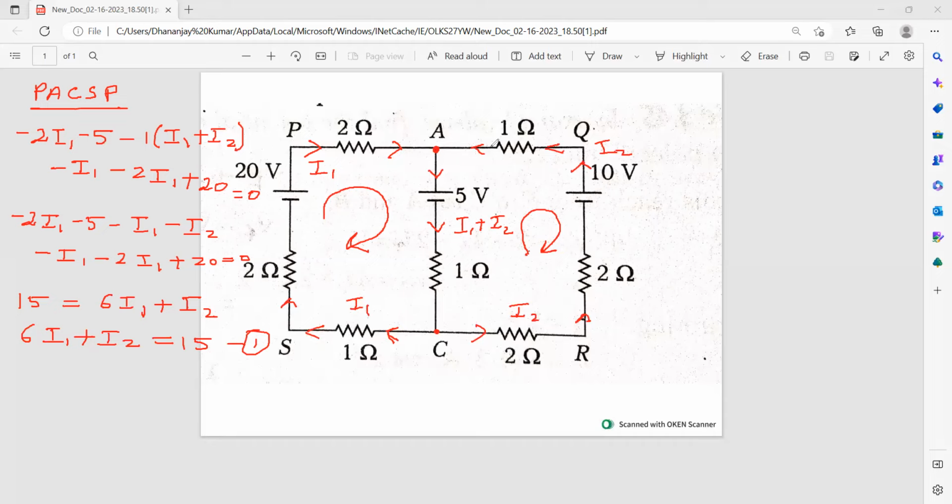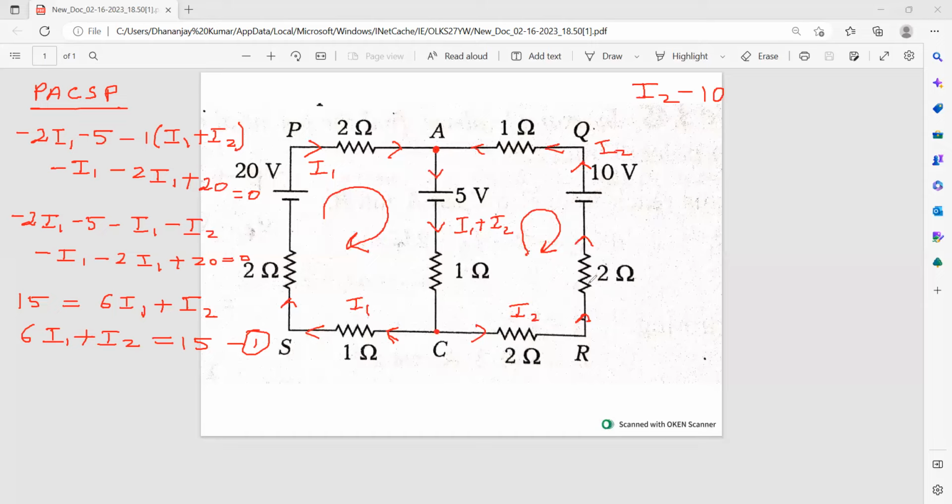We are moving opposite to the direction of current, so there is a rise of voltage. So we will be writing it plus I2. Plus 1 into I2, that is I2. Now here we are moving from positive to negative terminal, so minus 10 volt. Drop of voltage.